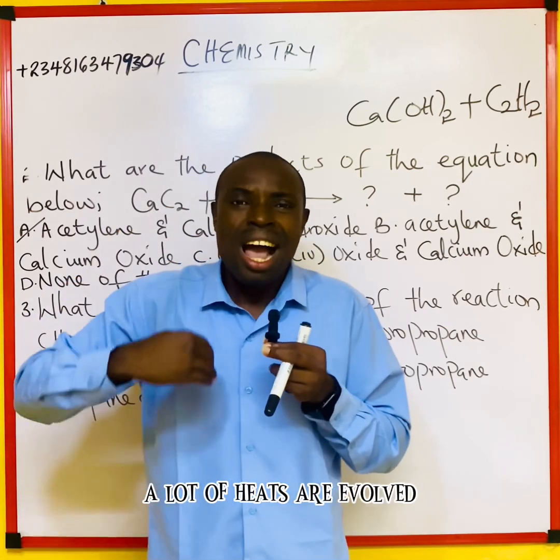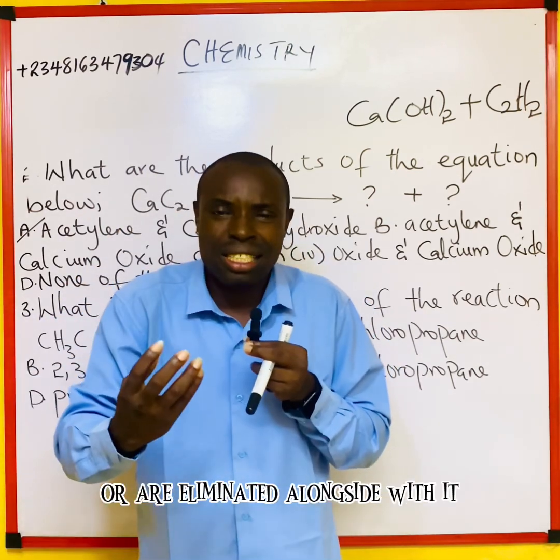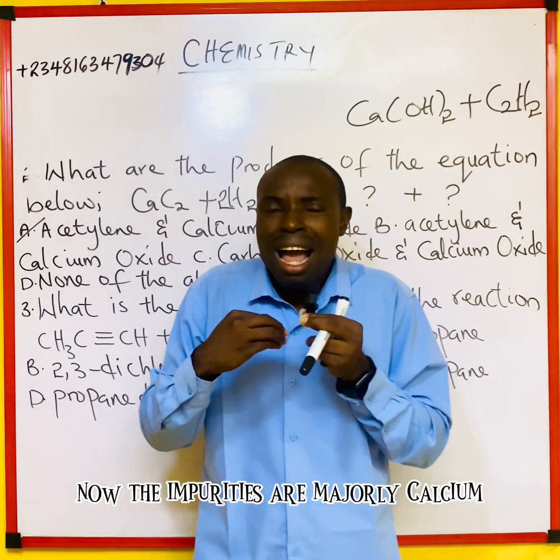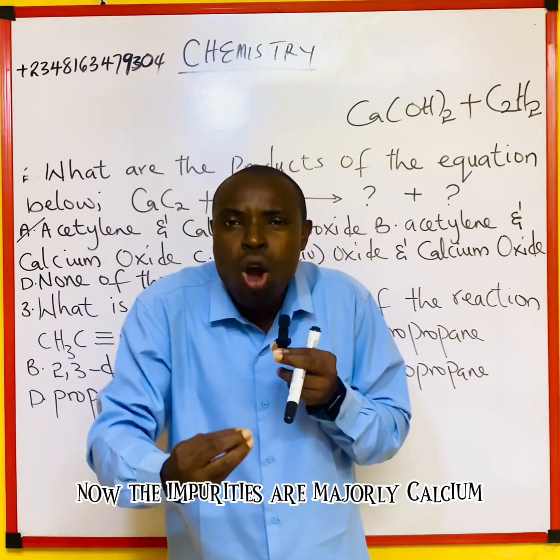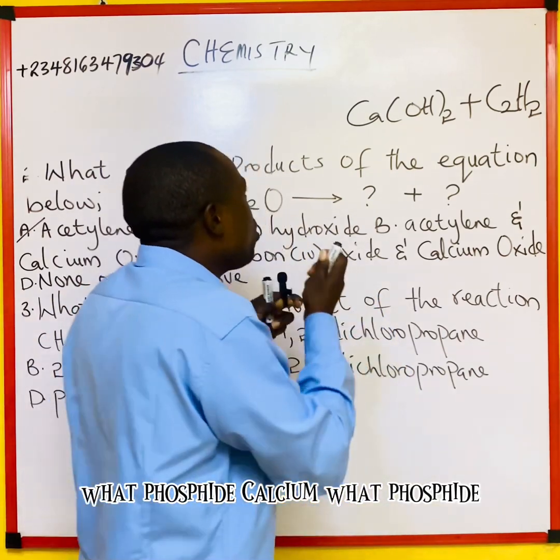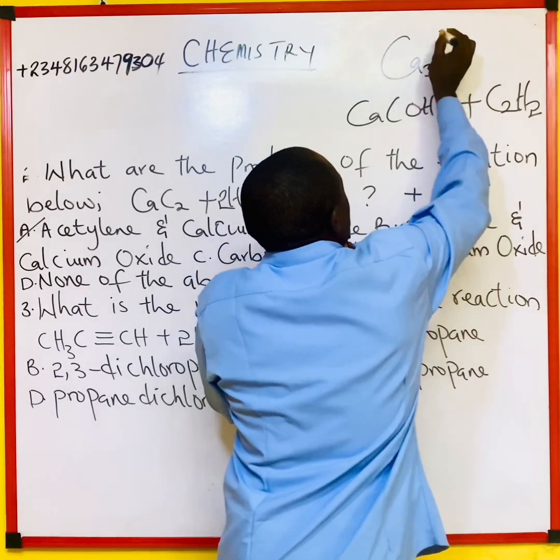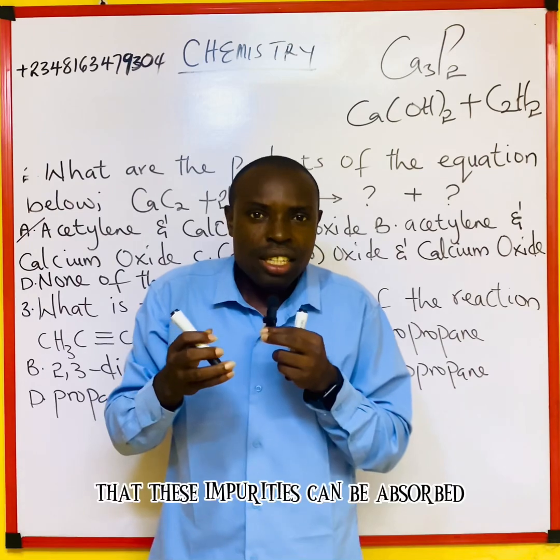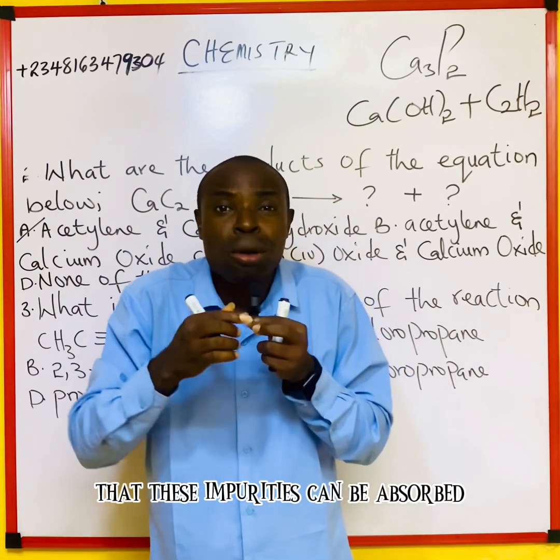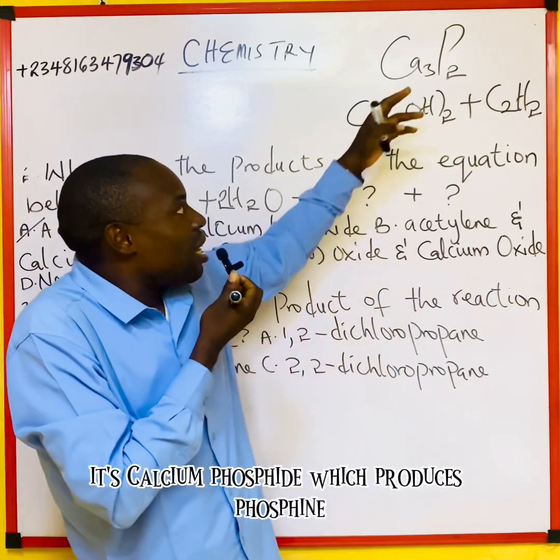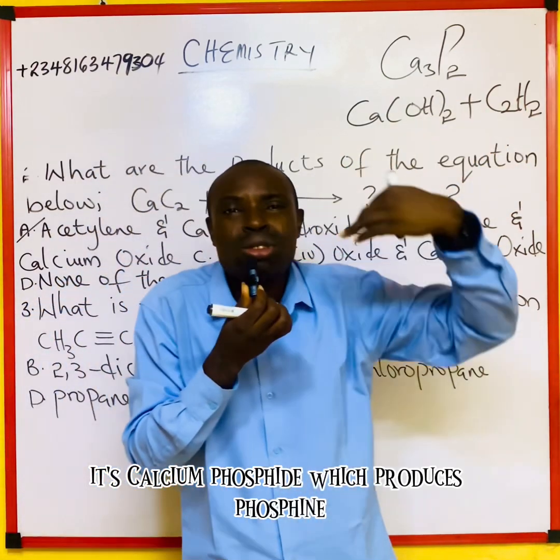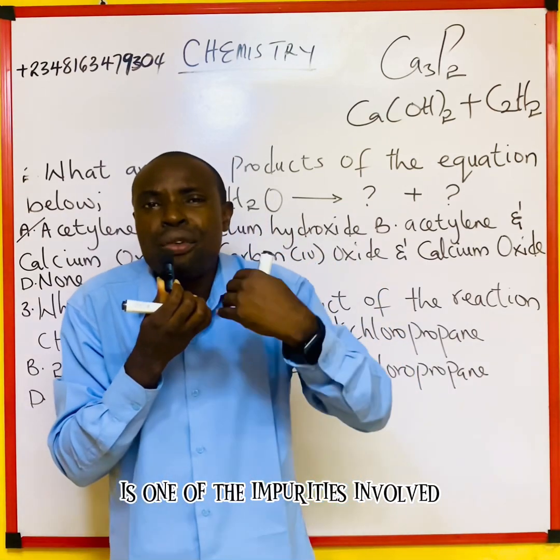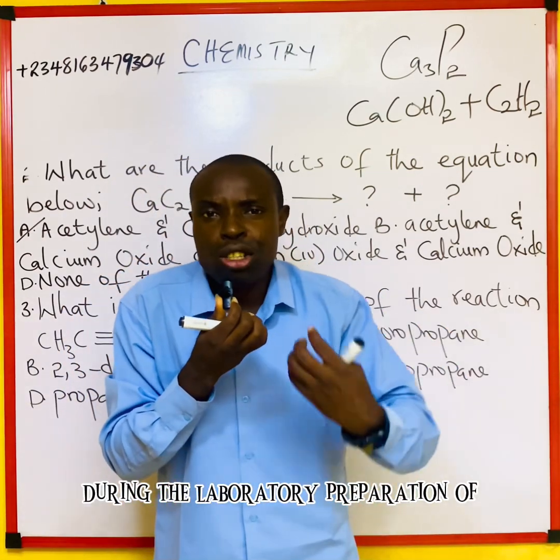A lot of heat is evolved alongside it, and this comes with a lot of impurities. Now, the impurities are majorly calcium what? Phosphide. There was a question asked for undergraduate students that these impurities can be absorbed. These impurities, calcium phosphide, produce phosphine. So phosphine gas is one of the impurities involved during the laboratory preparation of what now?